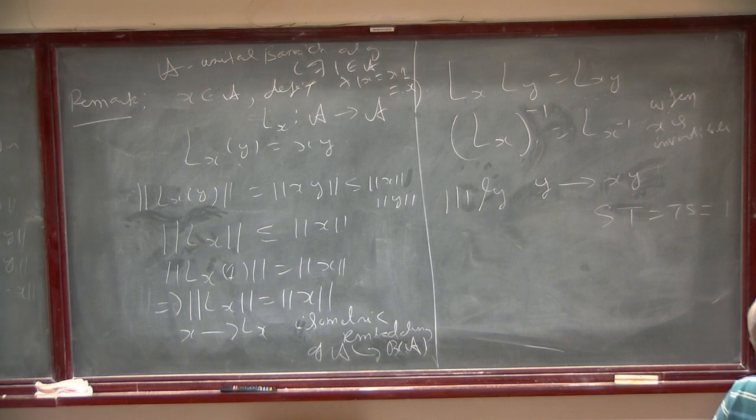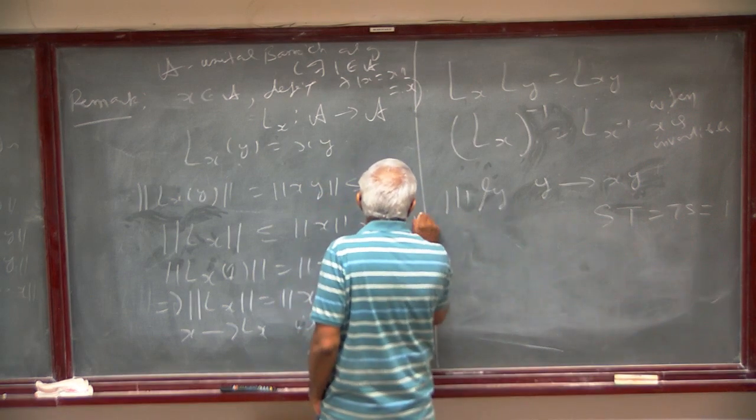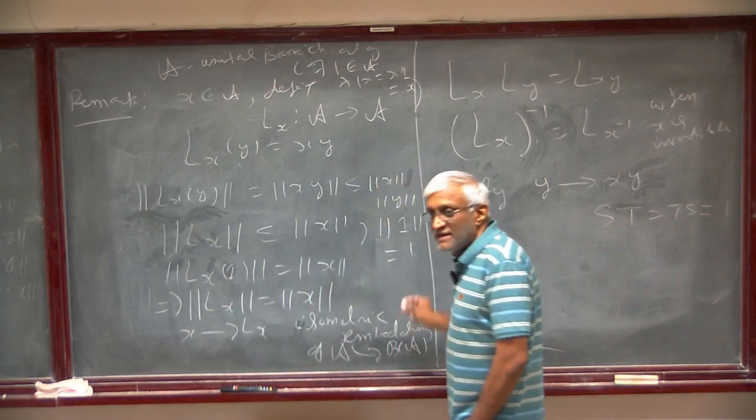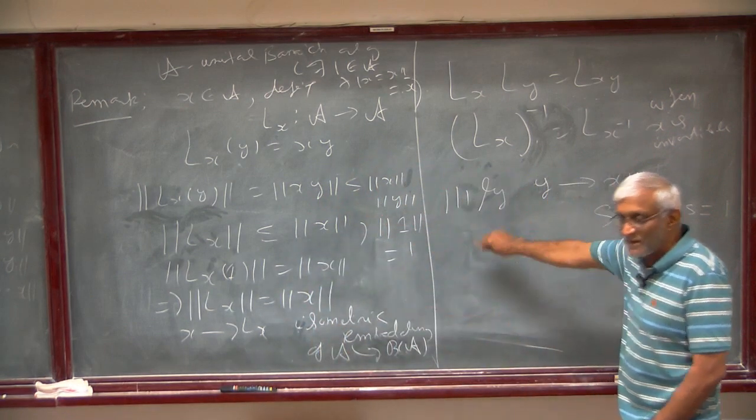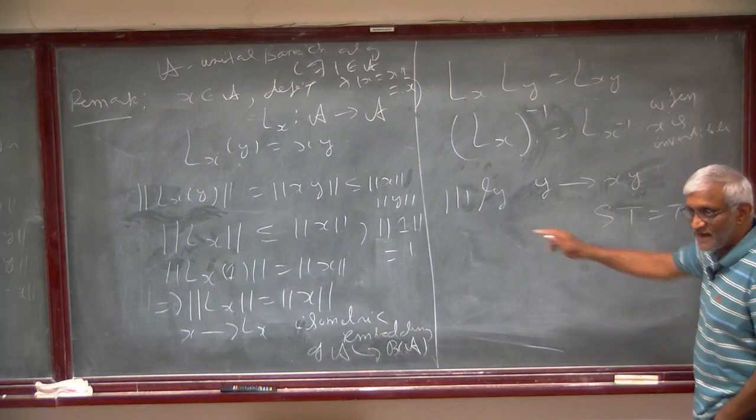Norm of 1 is 1, correct, you are right, sorry. Which need not be true in a general Banach algebra. So we have to assume norm of 1 is 1, which is true in a C-star algebra. In the general Banach algebra setting it's not true. So norm of 1 is equal to 1, and we are assuming that also.